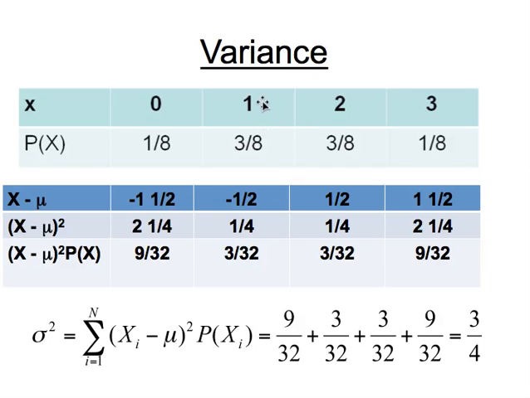Similarly, x is 1. 1 minus 1 1/2 is negative 1/2. We square that to get 1/4, then multiply by the probability of 3 over 8. We get 3 over 32. We do that for x equal to 2 and also x equal to 3. Then we sum this last row: 9 over 32, 3 over 32, 3 over 32 plus 9 over 32 to give us a variance of 3 over 4.